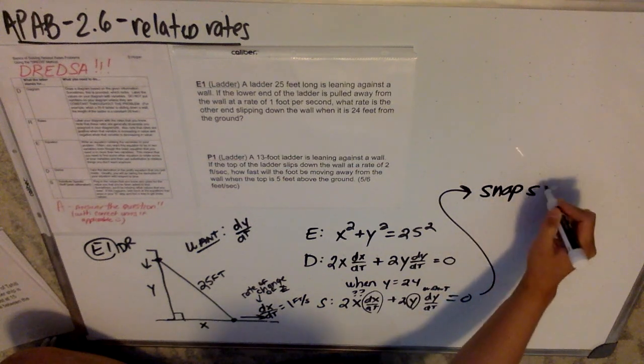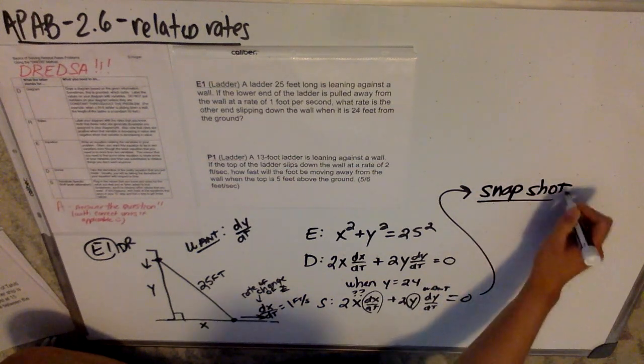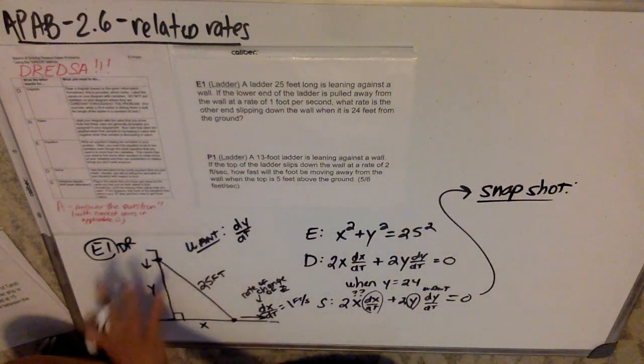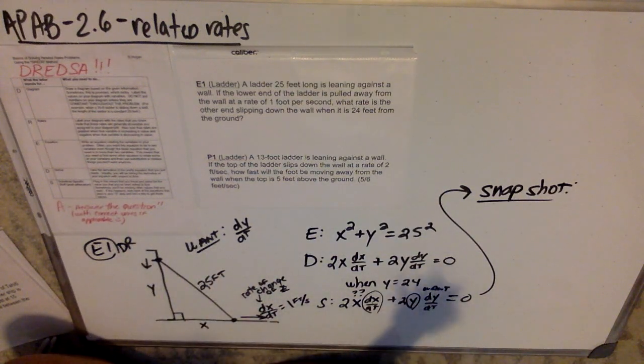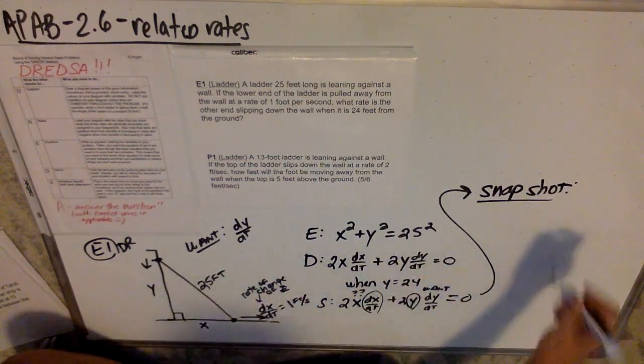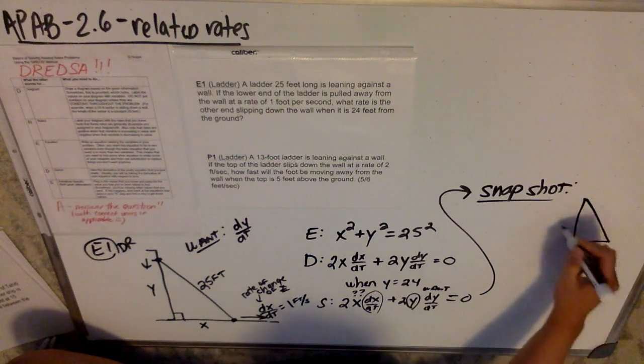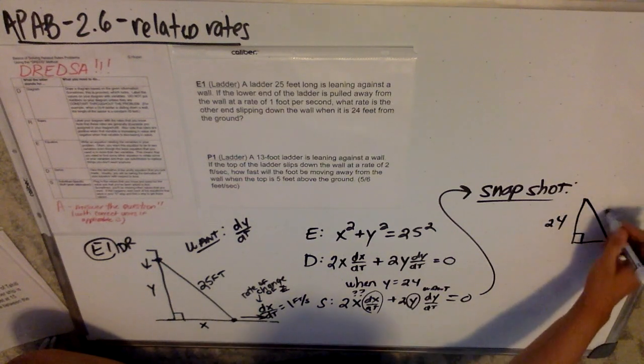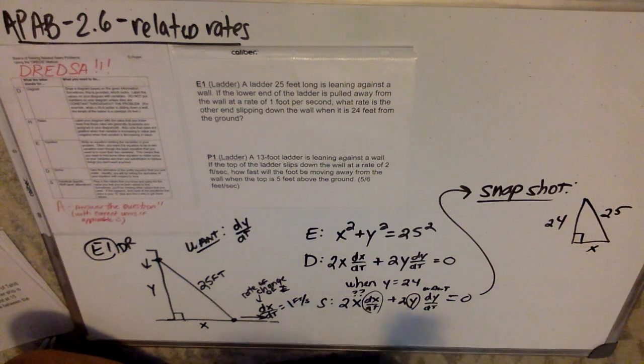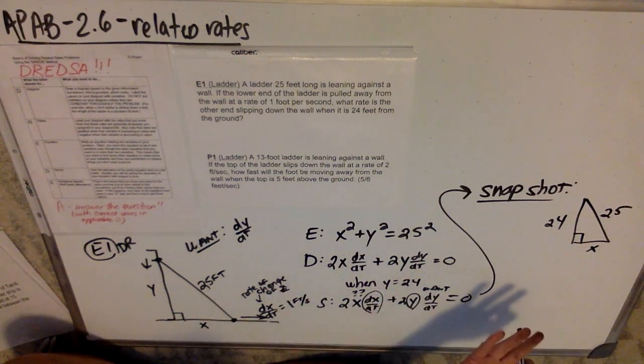So the thing to keep in mind, right, this is a picture. This is meant to be a video. That's why you need to label the variables as something that varies. But in this moment, I have a triangle that has 24 on one side, 25 on the other, and then some x coordinate. You can use Pythagorean theorem to find that x is 7. There's nothing wrong with that.